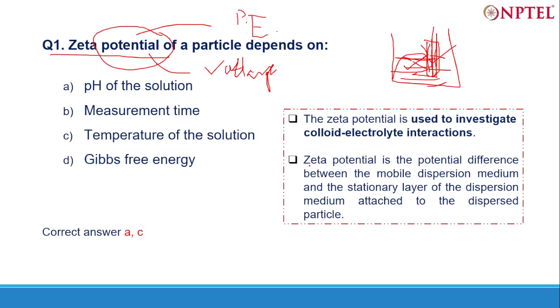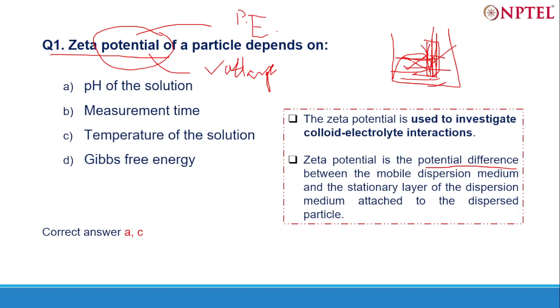What is zeta potential? Zeta potential is the potential difference. It is the kind of electromotive force, the difference of potential between two electrodes, the force that makes the electrons flow in a channel, through wires or something. So zeta potential is the potential difference between the mobile dispersion medium, that is the electrolyte here, and the stationary layer of dispersion medium, the electrolyte deposited on the dispersed particle.